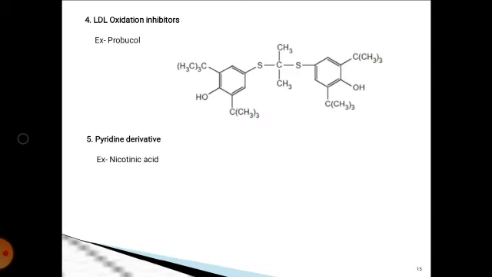Coming to the fourth class, that is LDL oxidation inhibitors. Example includes probucol. This is the structure for probucol. And the fifth class is pyridine derivative. Example is nicotinic acid. This is the structure for nicotinic acid.